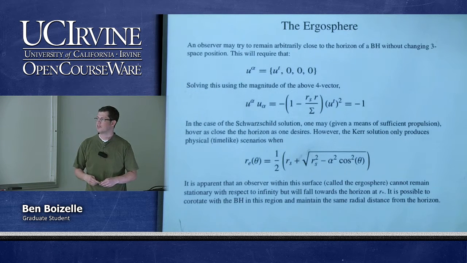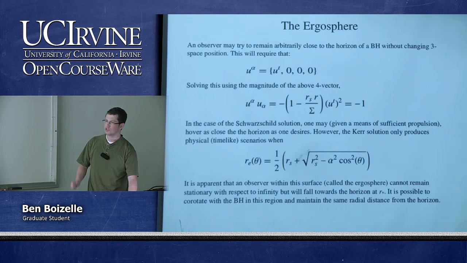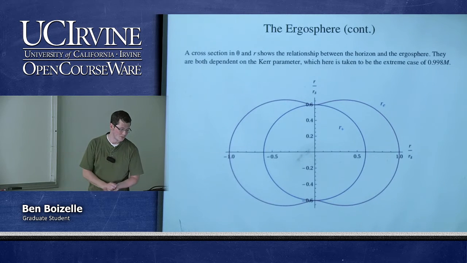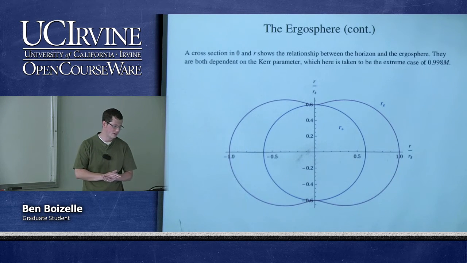And this shows that there's a limit to how close you can get without having any type of motion. So any closer than that and you will fall into the event horizon. It is possible, and I didn't want to bring it up, to rotate with a black hole and get closer than that within the ergosphere. Just a brief thing towards the end.